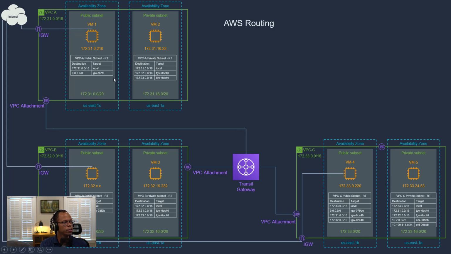So in this case here, the 172.32.0.0/16 is going to get forwarded to the TGW, the transit gateway here. Same thing with the 33 network. So they all can communicate with each other.